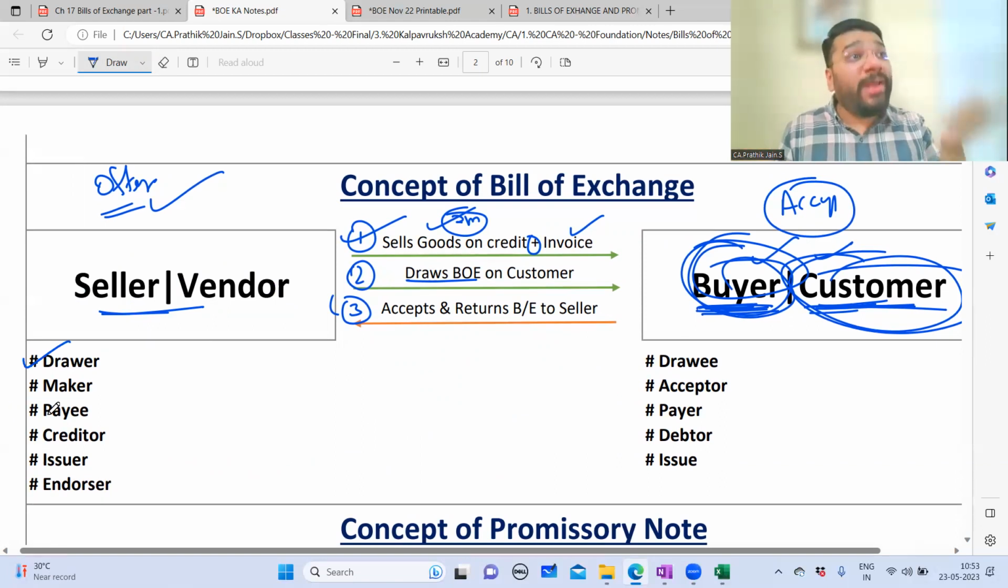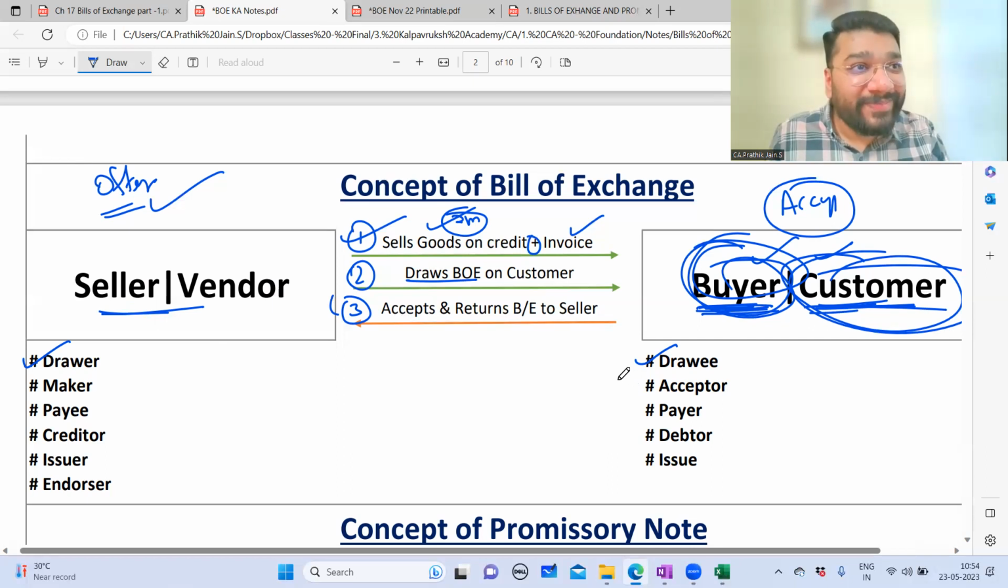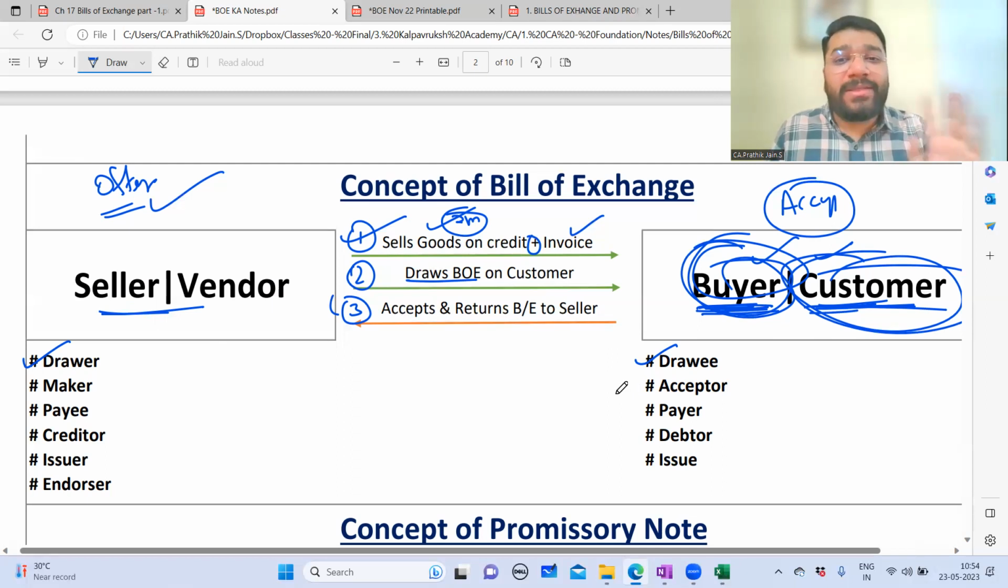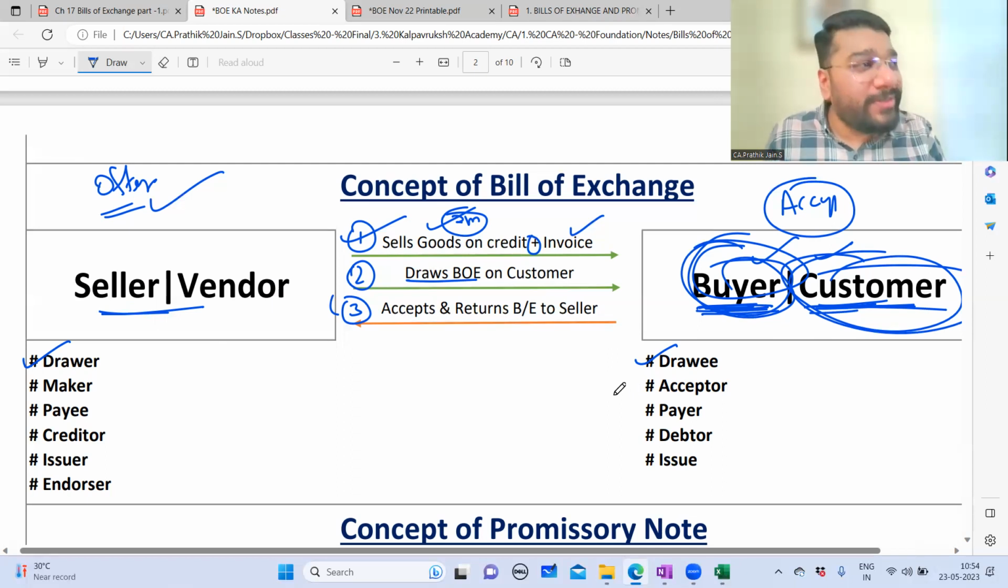The person who is drawing the bill is called a drawer, and the person for whom the bill is being drawn is called a drawee. Now, these terms are very much important. You might get this as a true or false. They might tell you that in the concept of bill of exchange, the seller is the drawee. True or false? False. So these terms are very much important. This is how they'll twist you.